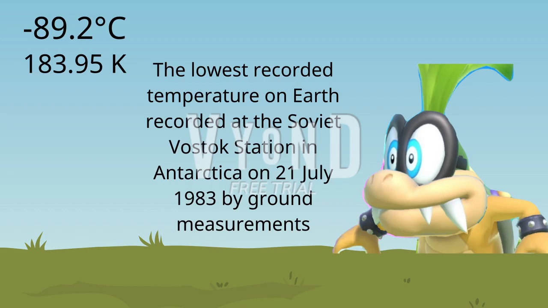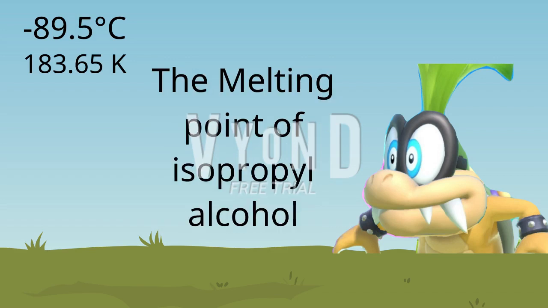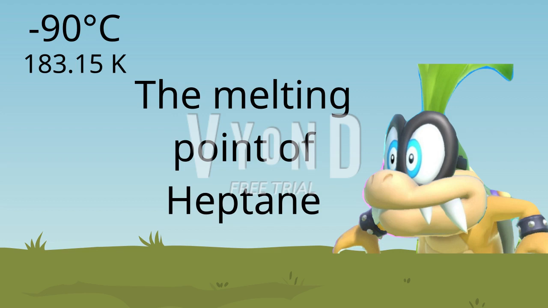Ethane boils at -88 degrees Celsius, or 185.15 Kelvin. The lowest recorded temperature on Earth is -89.2 degrees Celsius, or 183.95 Kelvin, recorded at the Soviet Vostok Station in Antarctica on the 21st of July 1983 by ground measurements, at which, without protective clothing, your skin and your eyes will freeze almost instantly. The melting point of isopropyl alcohol is -89.5 degrees Celsius, or 183.65 Kelvin.